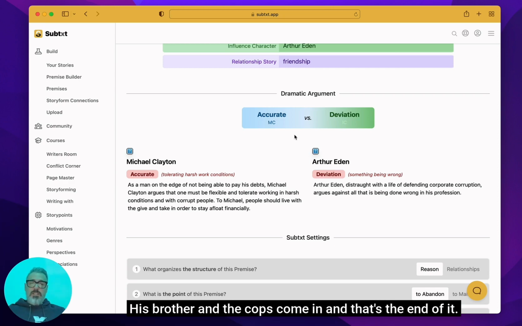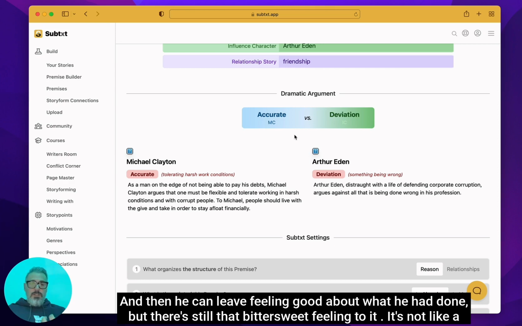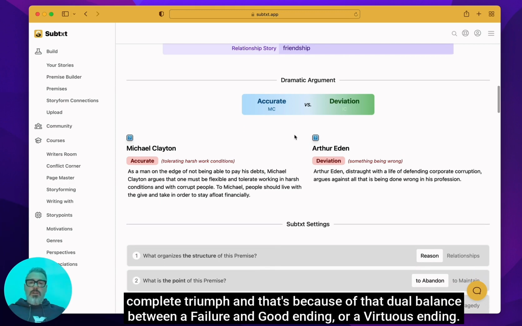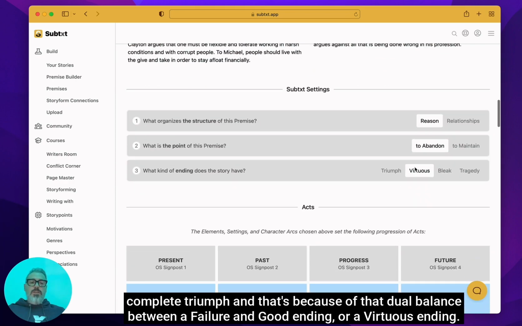His brother and the cops come in, and that's the end of it. And then he can leave feeling good about what he had done, but there's still that bittersweet feeling to it. It's not like a complete triumph. And that's because of that dual balance between a failure and good ending or a virtuous ending.